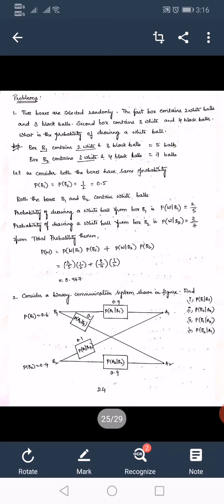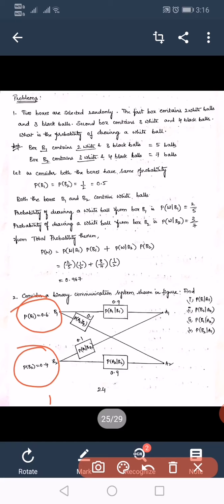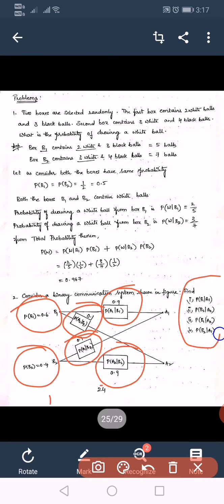Okay, next let us discuss another problem. This is based on Bayes theorem. A binary communication channel is given. B1 and B2 are at the transmitter section, A1 and A2 are at the receiver section. P of B1 is 0.6 and P of B2 is 0.4. P of A1 given B1 is 0.9, P of A1 given B2 is 0.1, P of A2 given B1 is 0.1 and P of A2 given B2 is 0.9.